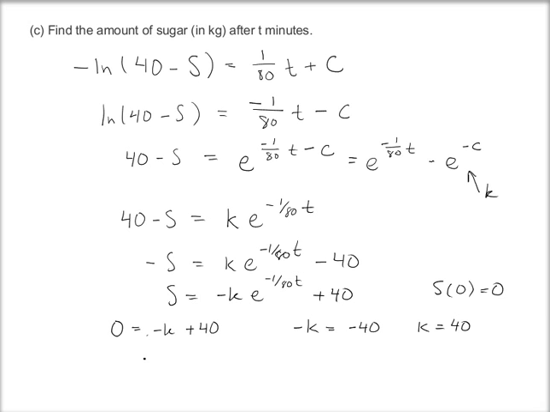So I can write my equation, s of t is equal to negative k, negative 40, e to the minus 1 over 80 t plus 40. So I've got my equation for the amount of sugar after t minutes. And just to check, you can go ahead and plug back in 0, make sure you get the right thing. So if I plug in 0, this e to the power is going to be 1, so negative 40 plus 40 is 0, and that satisfies my initial condition.